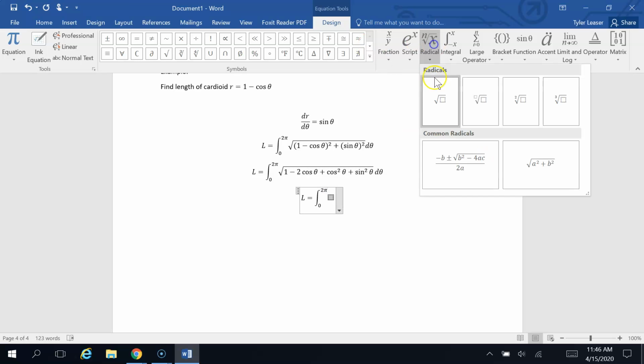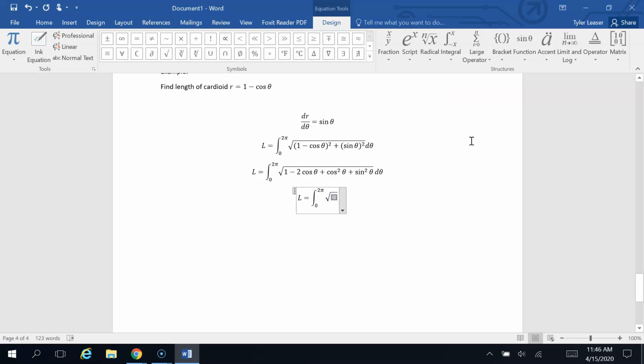Still have a square root. But now we're going to have 1 plus 1 is 2, and the only other term that we have there is that negative 2 cosine theta, still d theta on the outside.